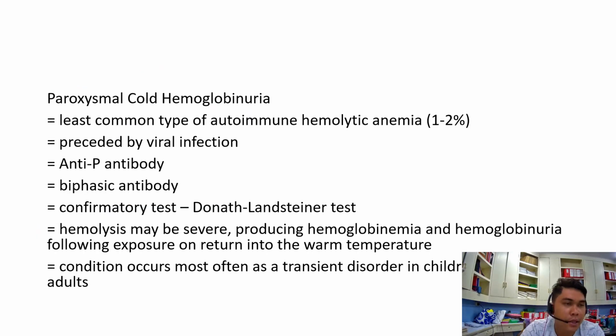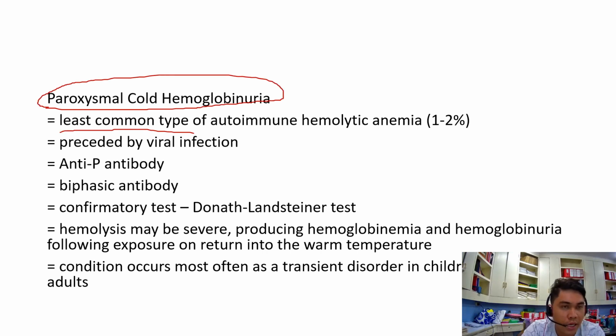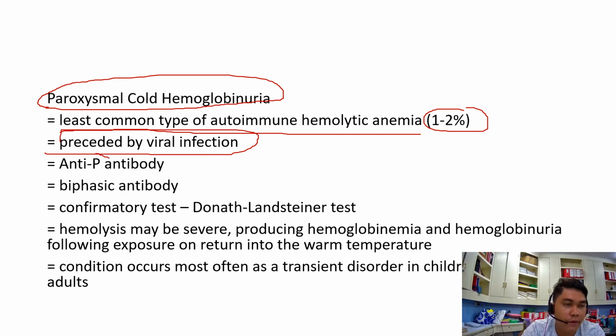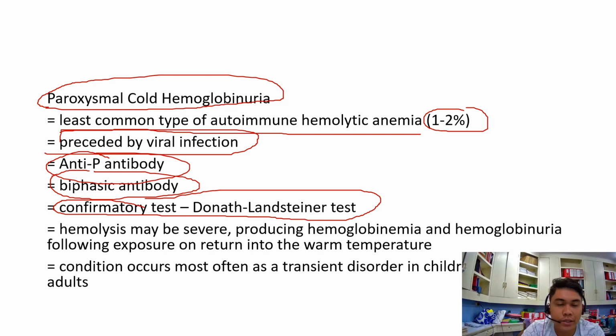Okay. Next, paroxysmal cold hemoglobinuria. It is the least common type of autoimmune hemolytic anemia. It's only 1 to 2% of the cases of autoimmune hemolytic anemia, and it's usually preceded by viral infection. Okay, so you have anti-P antibody, and it is a biphasic antibody. It's capable of reacting at warm and cold temperature. And to confirm paroxysmal cold hemoglobinuria, you need to perform the Donath-Landsteiner test. I think the Donath-Landsteiner test is discussed in your blood bank subject.